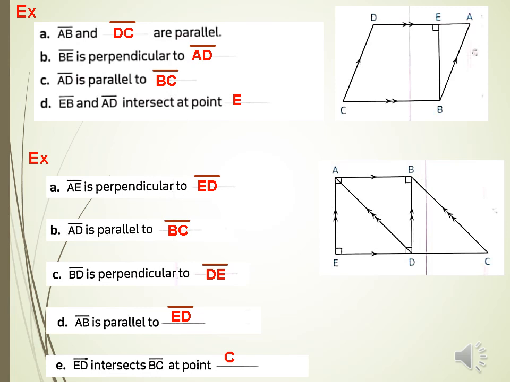Letter D, the line segment AB is parallel to line segment ED. Why? Because they have no common point or no intersection point. Letter E, the ray ED intersects BC at point C.